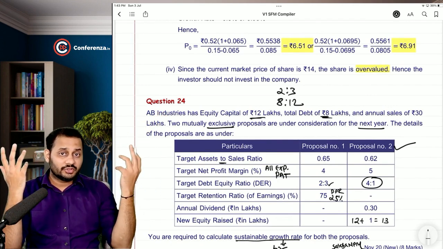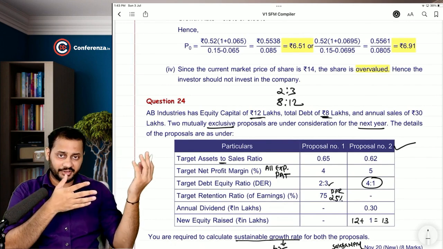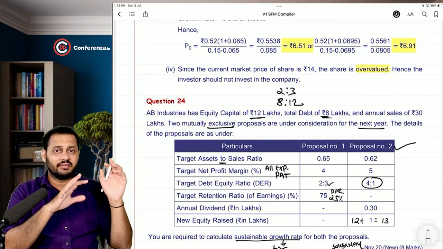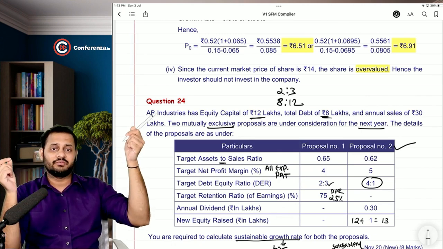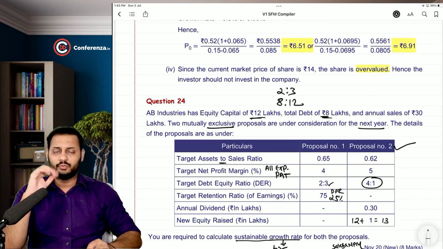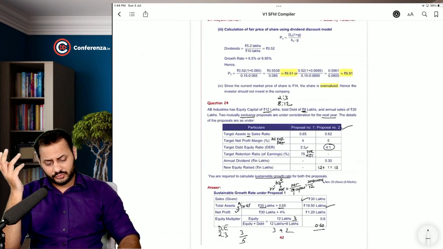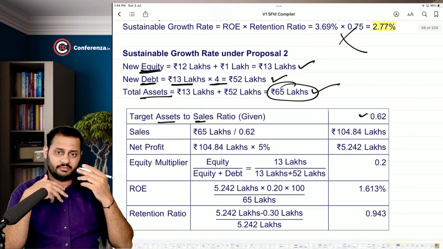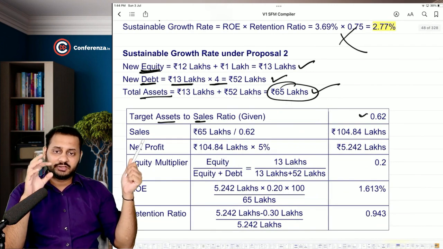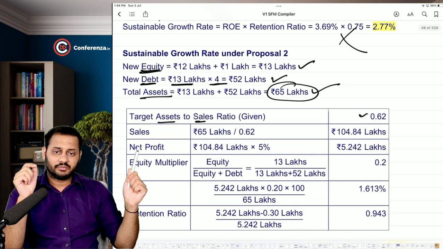How can you say so? Sir, this is ambiguous, because with a first impression of the question, it is very difficult to say that these figures will not be used. The sales of 30 lakhs will not be used in proposal number 2. And that is what they have done. They have not used the sales figure of 30 lakhs. They have calculated it in a different manner. So if you go with the target assets to sales ratio, the sales figure will differ. According to that sales figure, the net profit margin is this much.